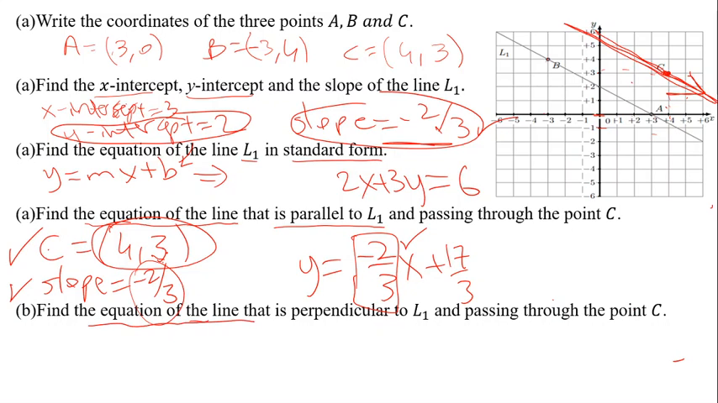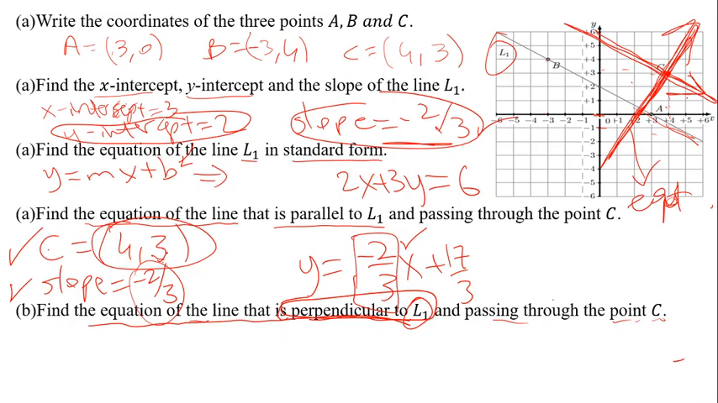Find the equation of the line that is perpendicular to L1. So this time we are trying to find a line perpendicular to this L1. L1 is our line passing through C. C is here. So this time we're looking for the equation of this one. How can we find the equation of the line? We need two things, slope and a point. The point is given here. For sure, this is C, which is 4, 3.